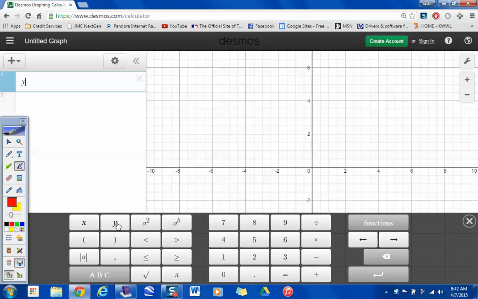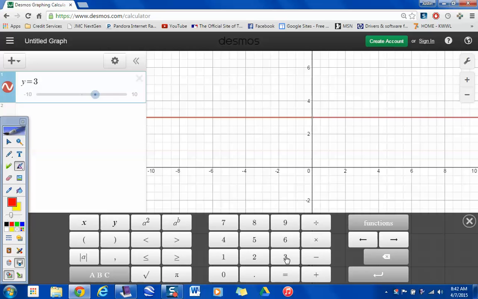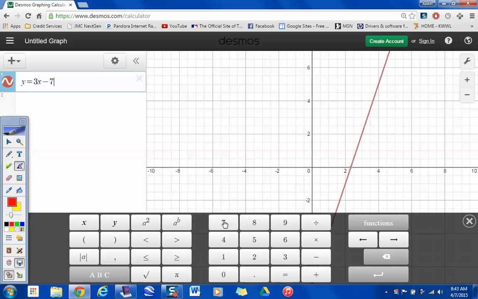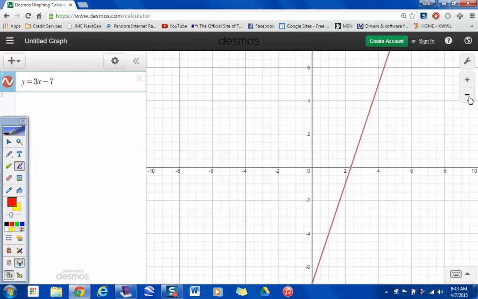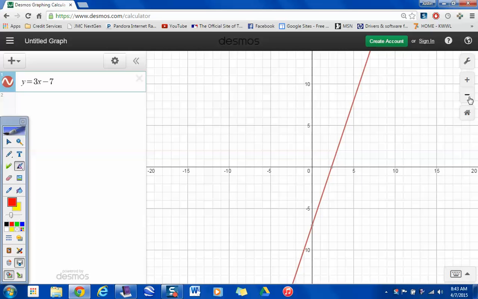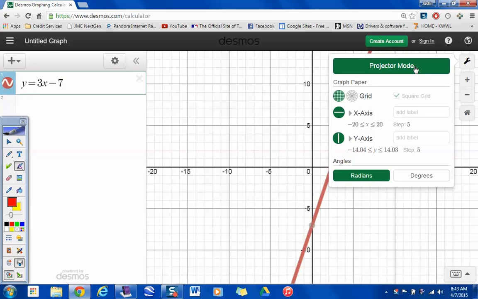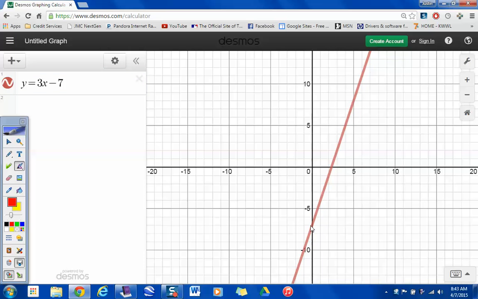What was that equation I had, guys? Y equals 3x minus 7. I want to show you something real quickly. Let me put this in projector mode so you can see it better. Again, I love decimals for a couple of reasons. I click on my point right there. What does it tell me the y-intercept is down here? The negative 7 is the y-value, right? If I go back to the equation I wrote in blue, what did we say the y-intercept was? Negative 7.